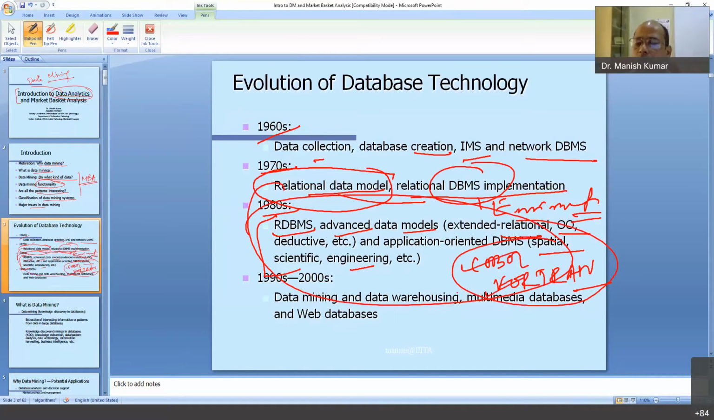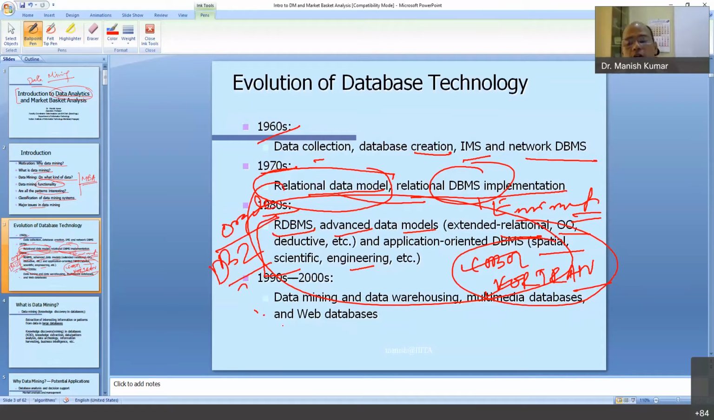Then we moved to other high level languages like C++, Java and others. Then we have something like Oracle, DB2, MySQL, SQL Server. All of these came into the picture in the early 90s and after the 80s.